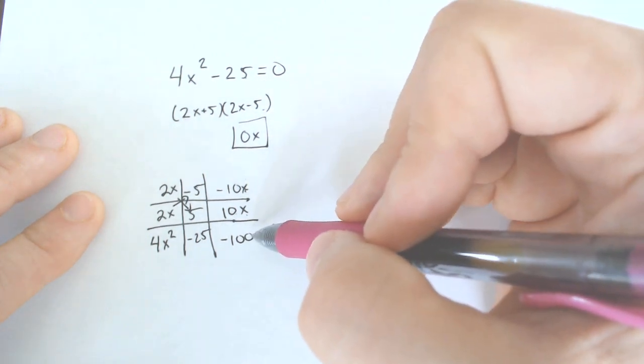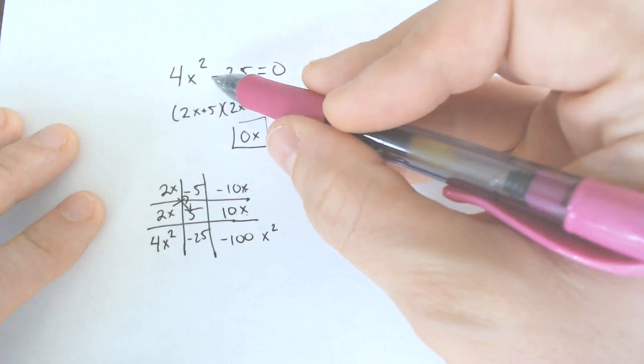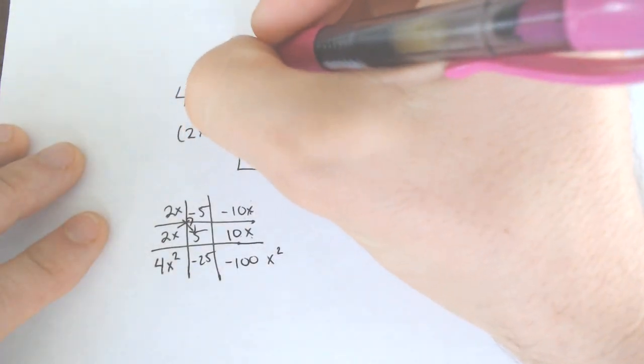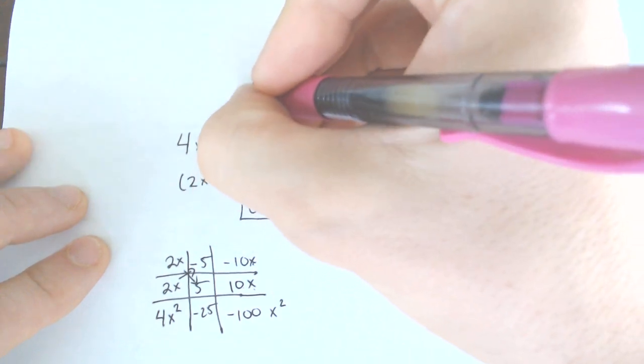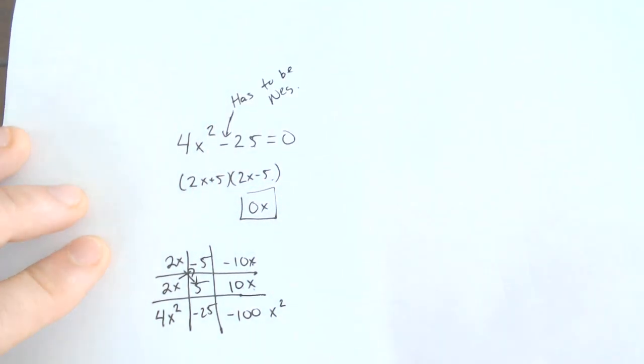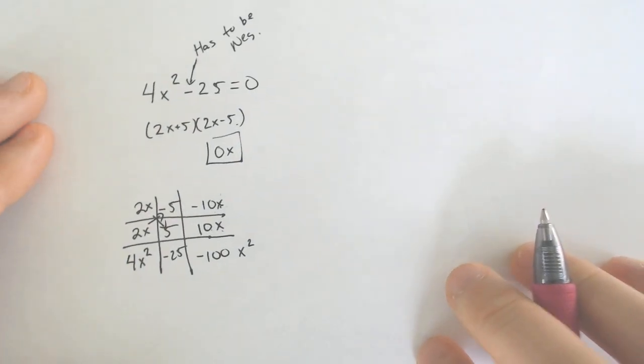Well, if the bottom number that you're multiplying to is positive because this was a plus sign, it's flat out not factorable. This, right here, has to be negative. It cannot work if it is positive.